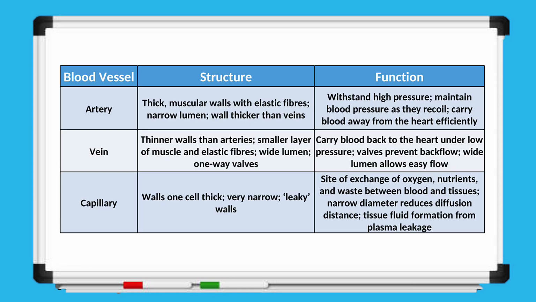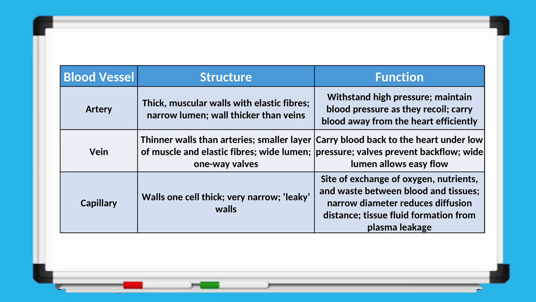And also, let's take a closer look at this table, which summarizes how the structure of blood vessels relates to their function. Arteries have thick, muscular walls with elastic fibers and a narrow lumen. Their walls are much thicker than those of veins, which allows them to withstand the high pressure of blood pumped from the heart. The elasticity helps maintain blood pressure as the artery recoils after each heartbeat, ensuring that blood is carried efficiently away from the heart to the organs.